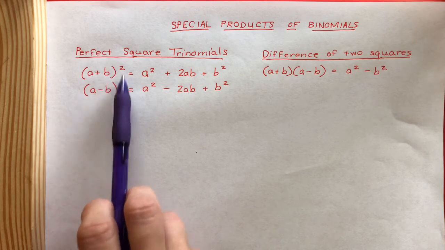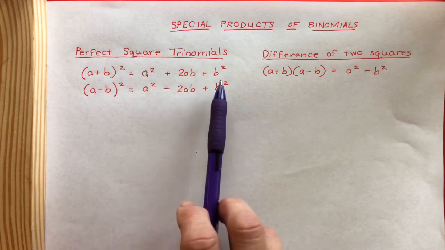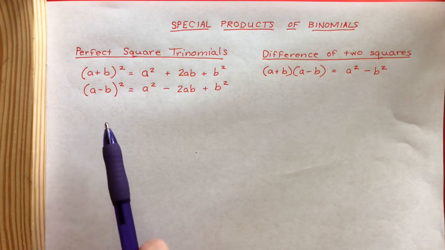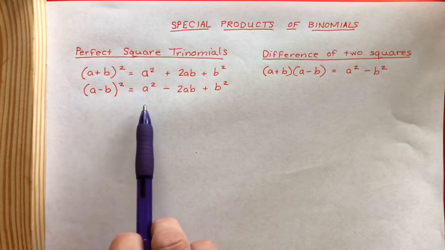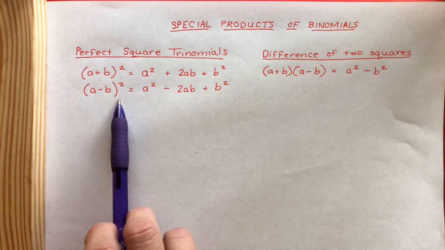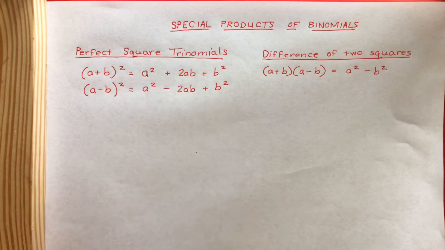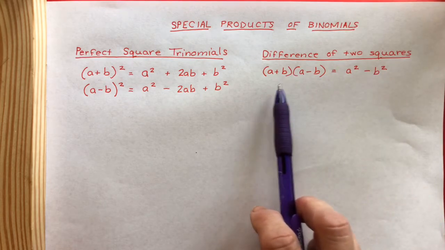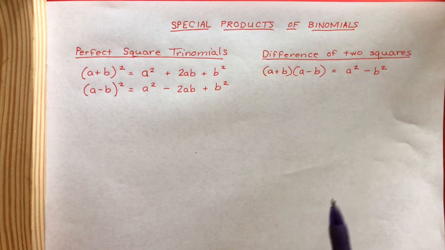a plus b, all of that squared, is equal to a squared plus 2ab plus b squared. Another perfect square trinomial is a minus b, all of that squared, which means a minus b times a minus b, equals a squared minus 2ab plus b squared. Another special product of binomials is the difference of 2 squares. a plus b times a minus b is going to equal a squared minus b squared.